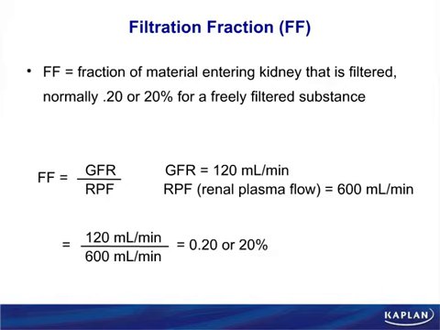It turns out that we do not filter all of the plasma that flows into the kidneys. In fact, we only filter 20%. It's not a very big percentage, but that's how it works. We only filter 20% of the total renal plasma flow, and that's where the GFR of 120 milliliters per minute comes from. So the normal filtration fraction is 20%.